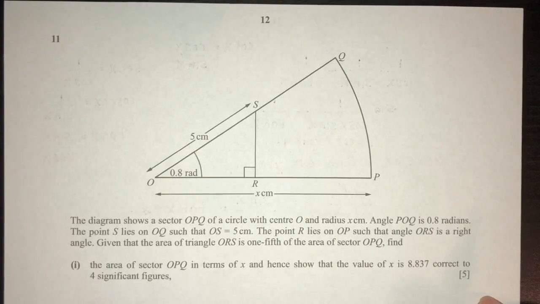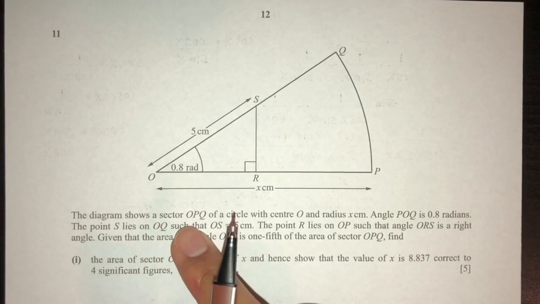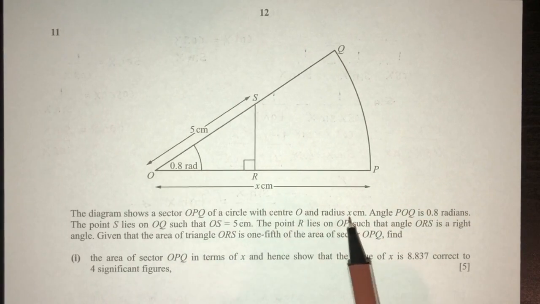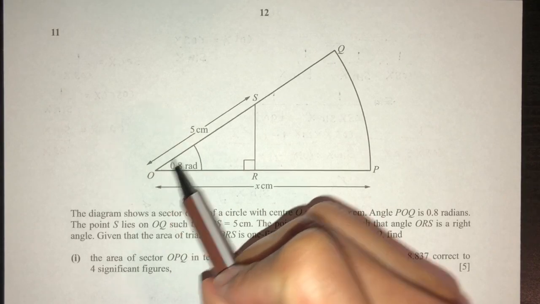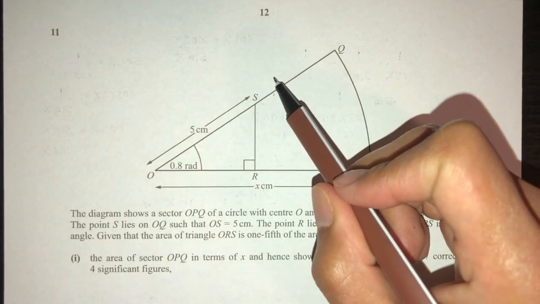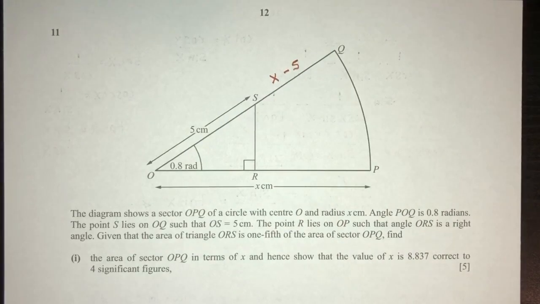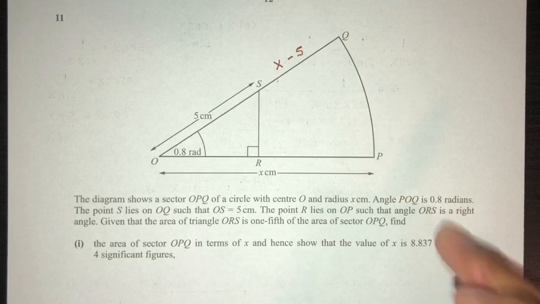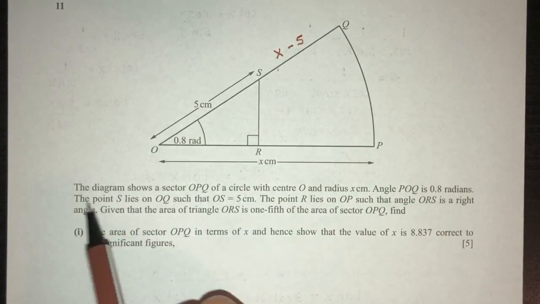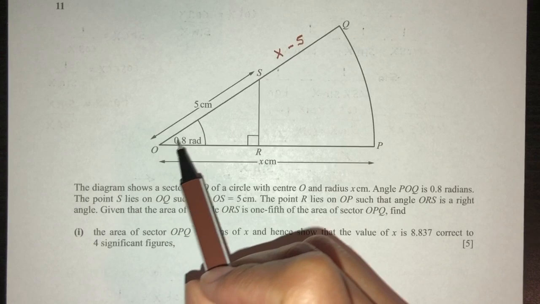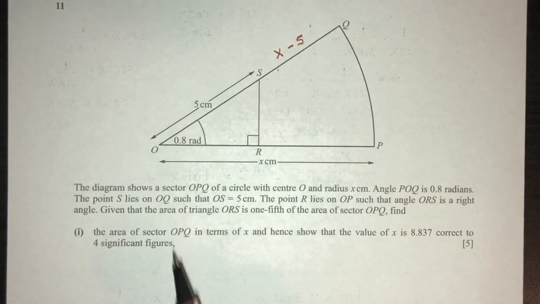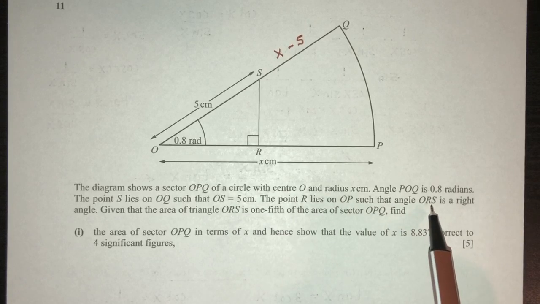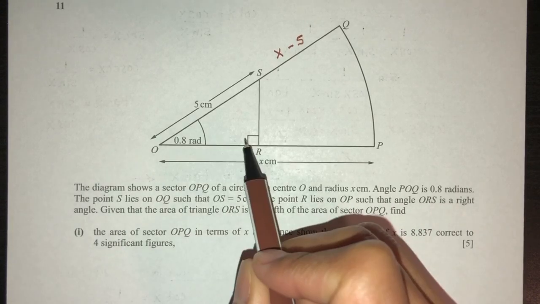On to question number 11. The diagram shows a sector OPQ of a circle with center O and radius x. This is the radius x, which means this is also x, but this is 5, so this will be x minus 5. Now angle POQ is equal to 0.8 radians, so this angle is 0.8. The point S lies on OQ, such that OS is 5. The point R lies on OP, such that the angle ORS is a right angle, as you can see here.